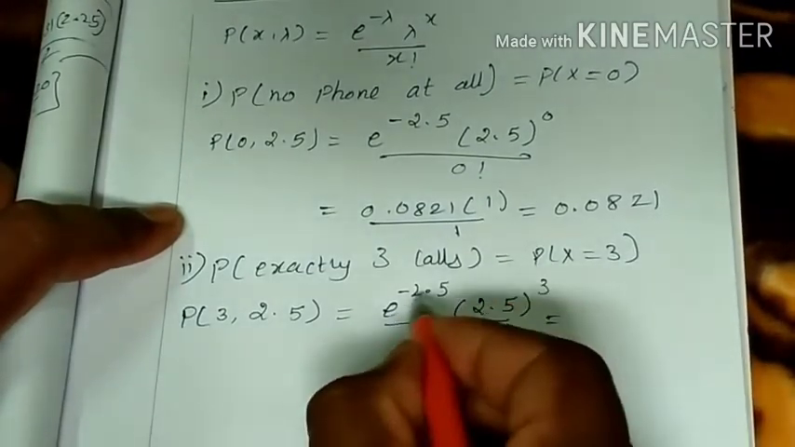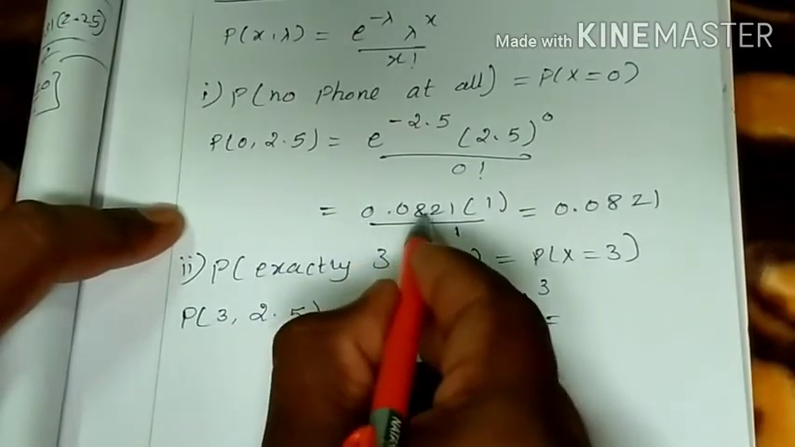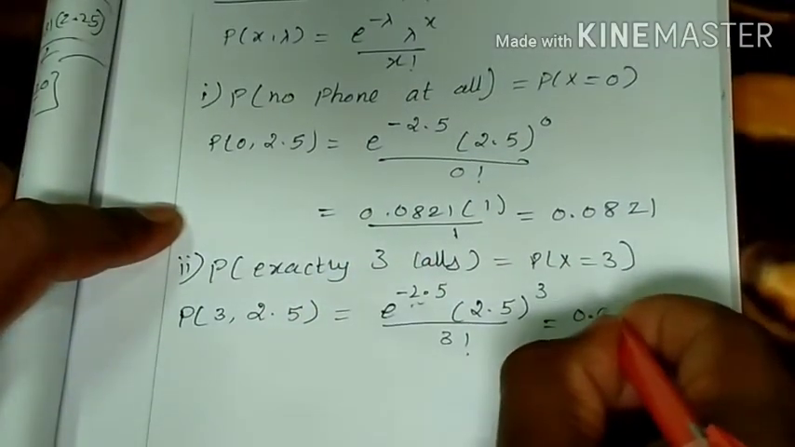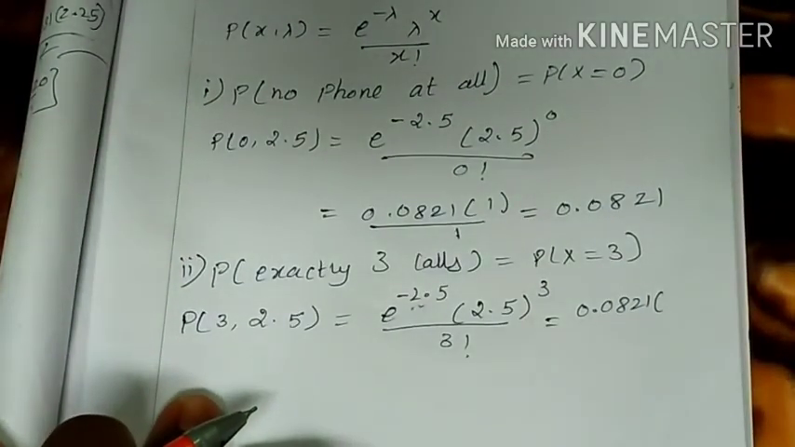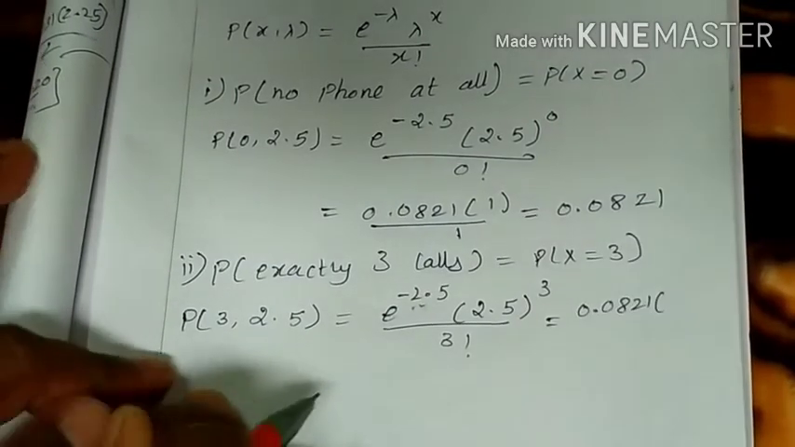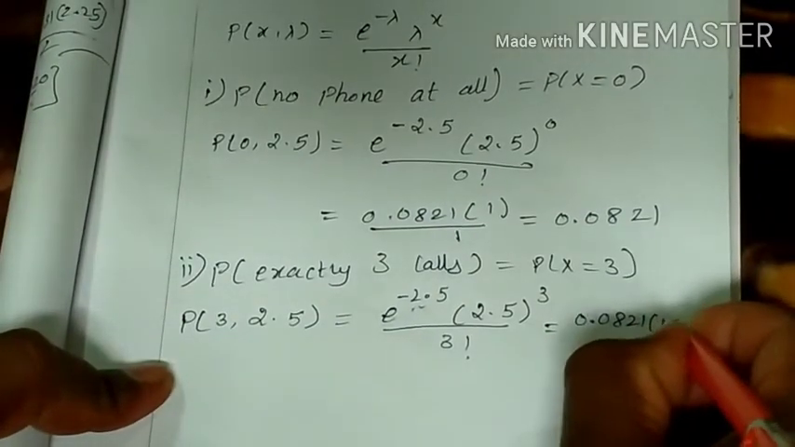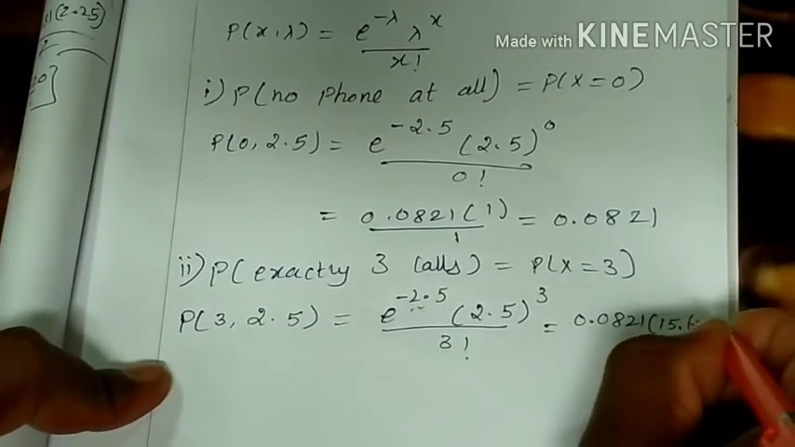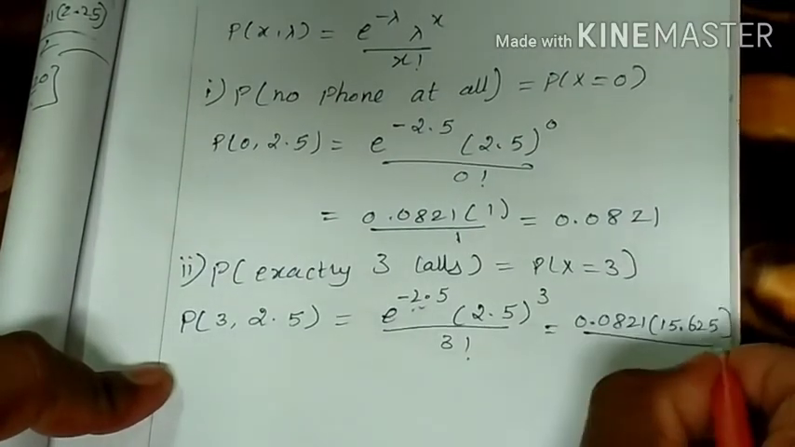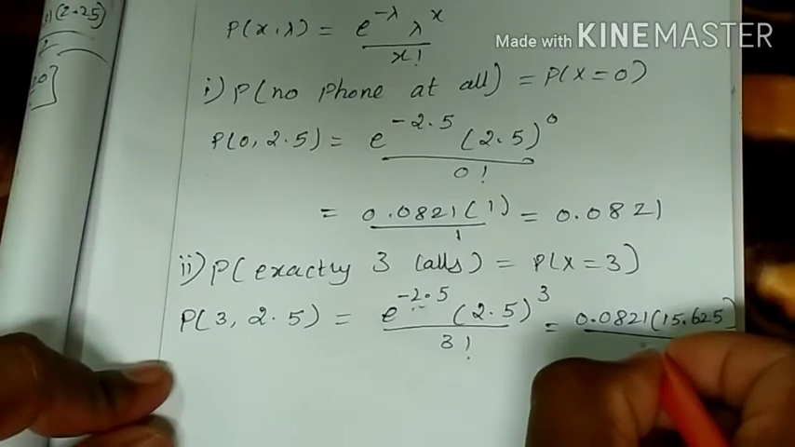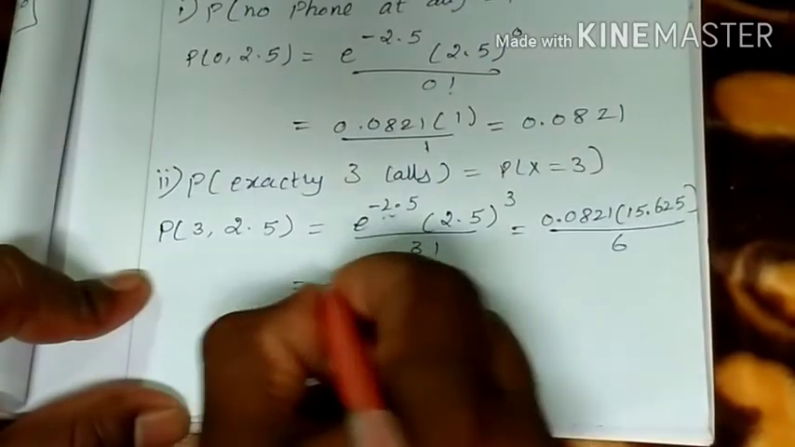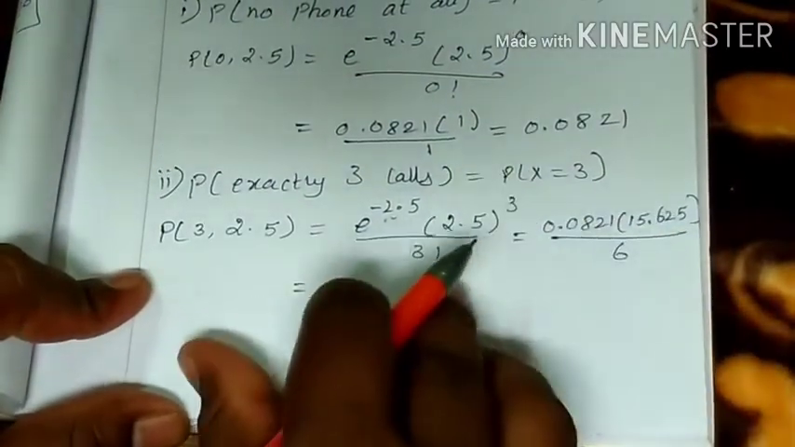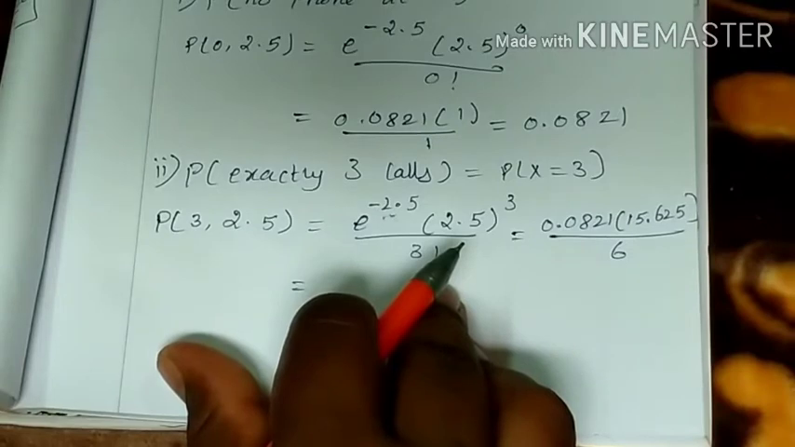The e power minus 2.5 answer is already known, 0.0821, and 2.5 power 3. Using the calculator, 2.5 power 3 we get 15.625. Then 15.625 is divided by 3 factorial. 3 factorial is 1 into 2 into 3: 1 2s are 2, 2 3s are 6.